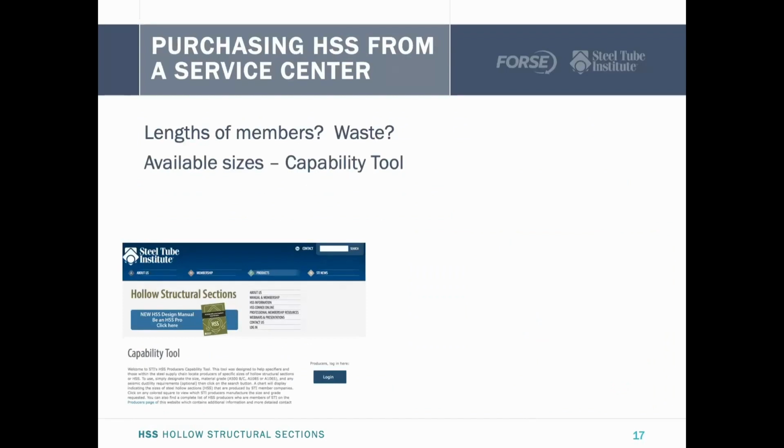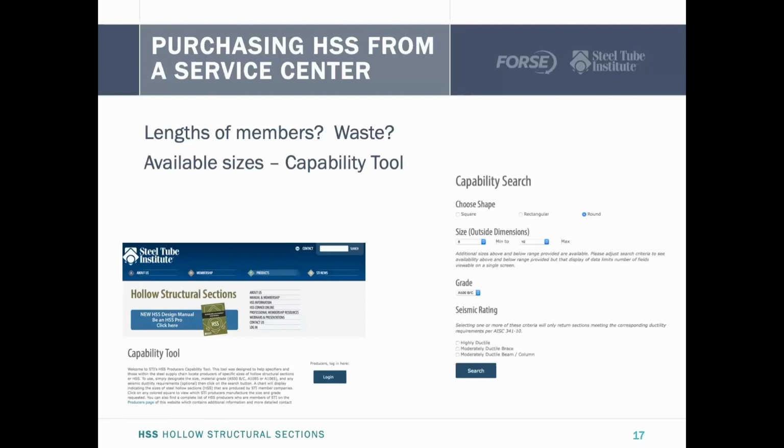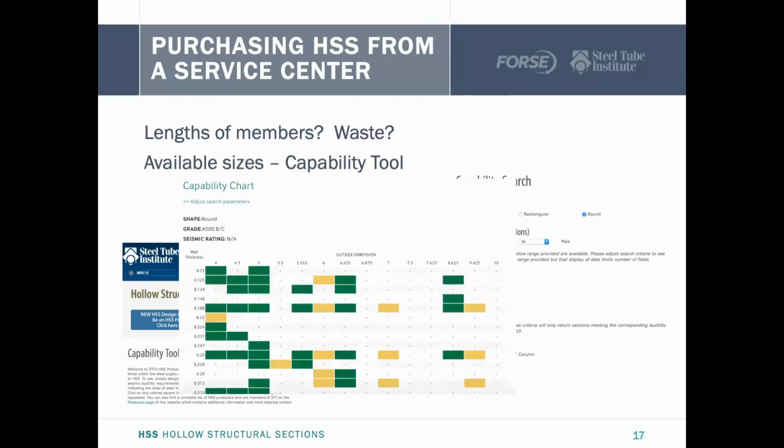Engineers have always, and I've been guilty of this, put some sizes on their drawings that aren't necessarily produced. Just because a section size is in the steel construction manual doesn't mean that it is readily available for you. So we've created this tool on the Steel Tube Institute website that helps guide you into what sections are available. It's on the front page of our website. You can pop in the size that you're looking for. In this case, I searched rounds from 6 to 10, and then click search and you'll see results that look like this. Anything in green means that at least one of our members regularly rolls that section. So you're pretty safe in specifying it.